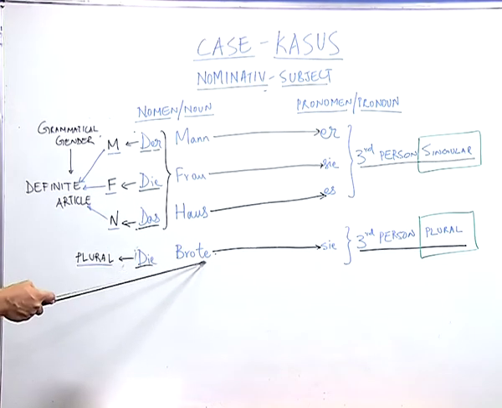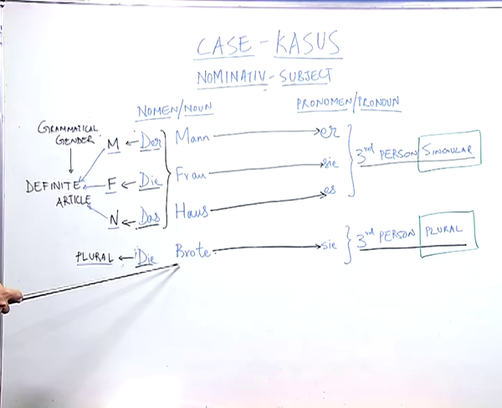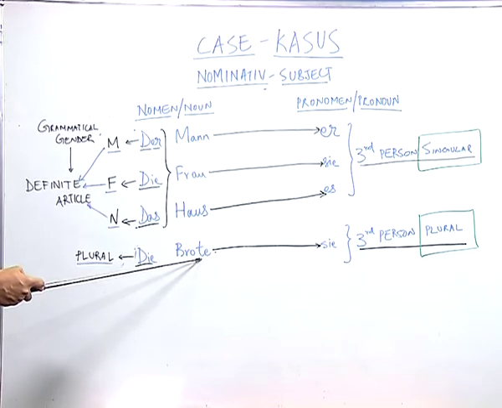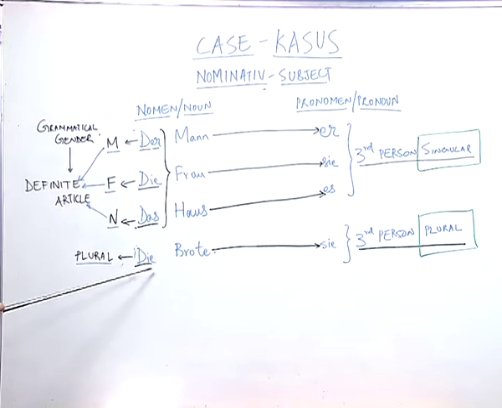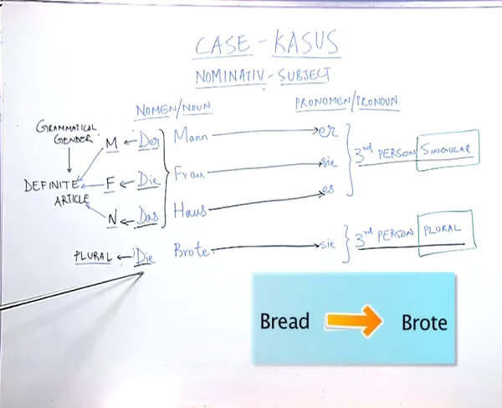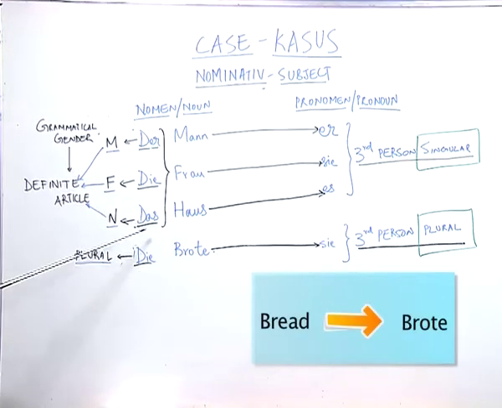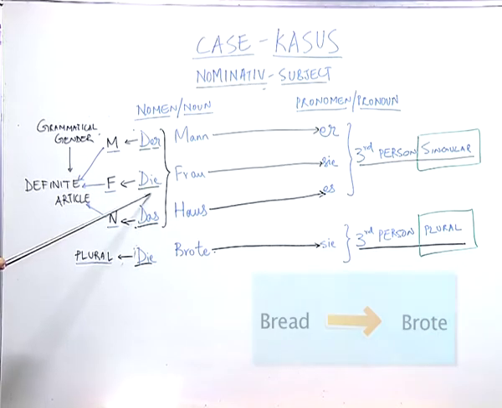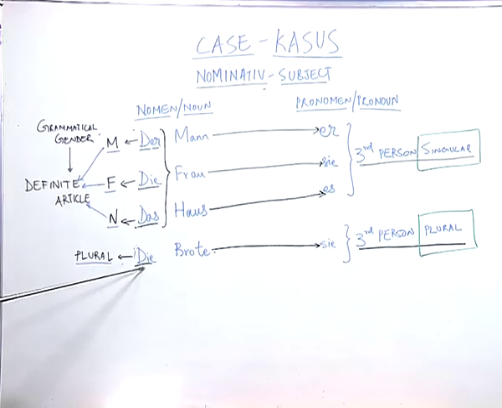And here we have the word Brote. Please repeat after me. Brote is the plural form of the word Brot, which means bread, which carries the article die. You might find it difficult now to understand that there is die here in the singular case as well as die here in the plural case.